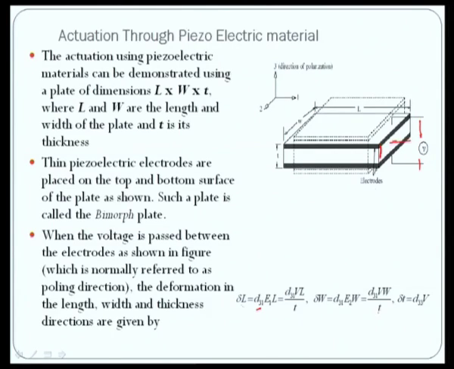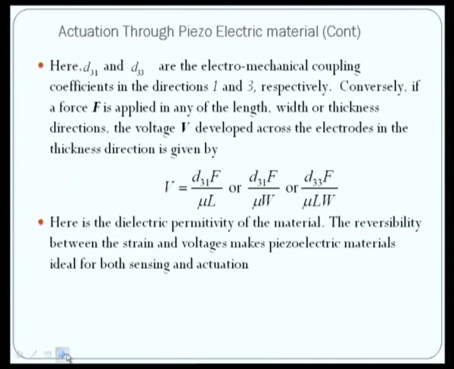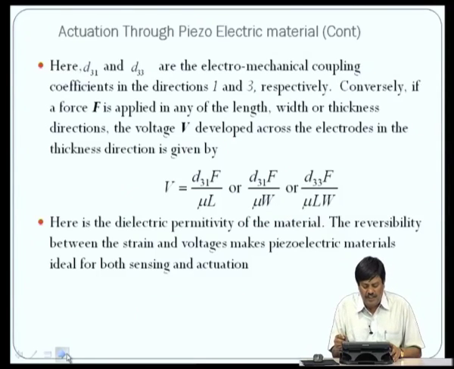So, if we know in what direction we want the stress or strain, we can pole the piezoelectric plate in the appropriate direction. As I said, D31 and D33 are the electromechanical coupling coefficients in direction 1 and 3 respectively.